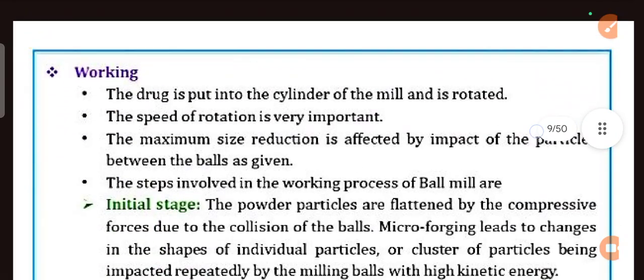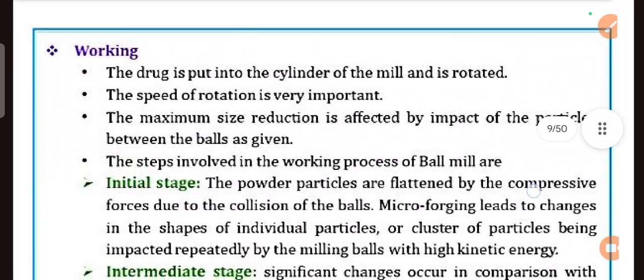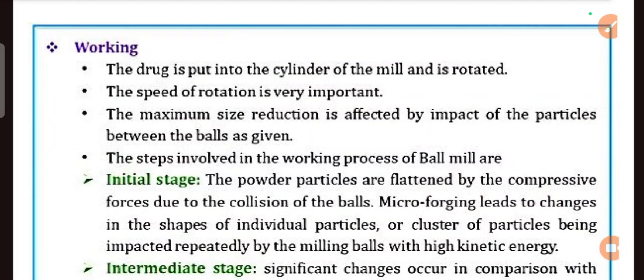Working. The drug is put into the cylinder of the mill and rotated. The speed of rotation is very important. The maximum size reduction is affected by impact of the particle between the balls as given. The steps involved in the working process of a ball mill are as follows. Initial stage.